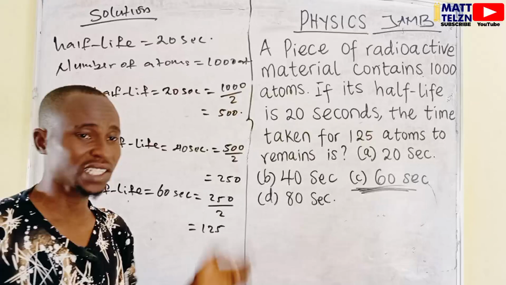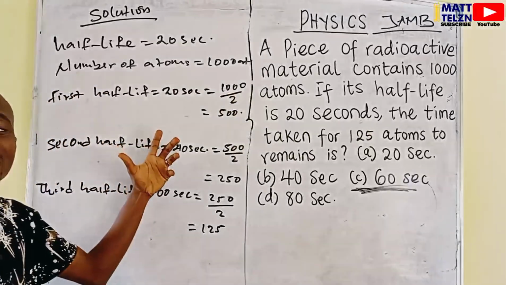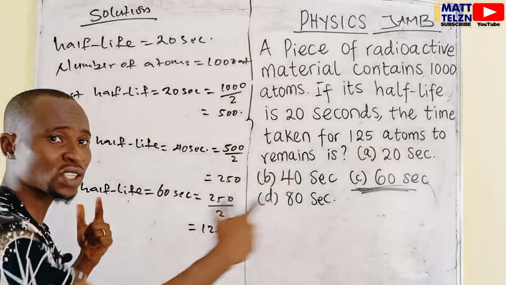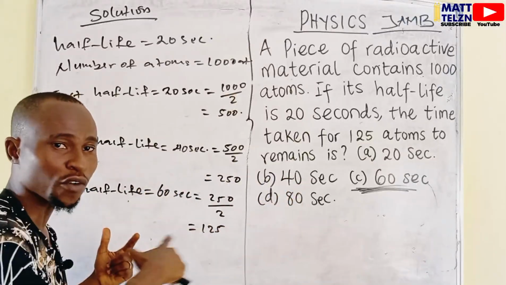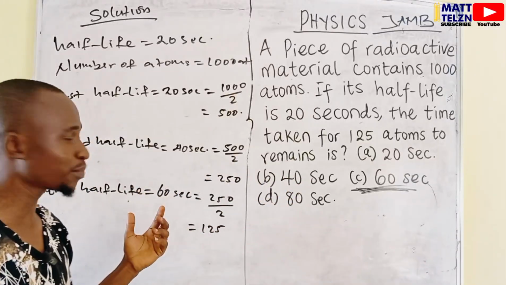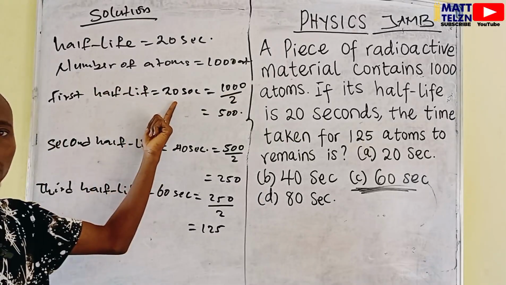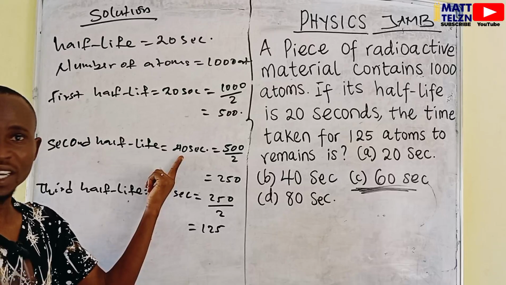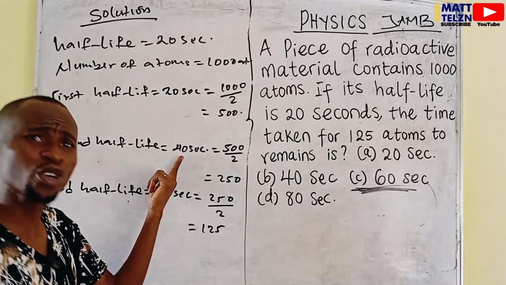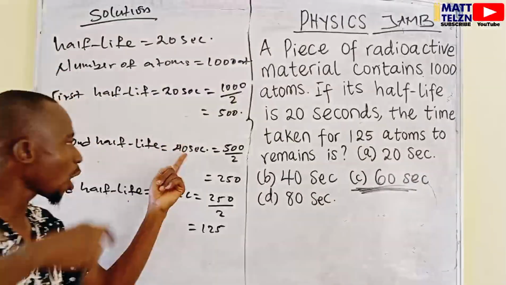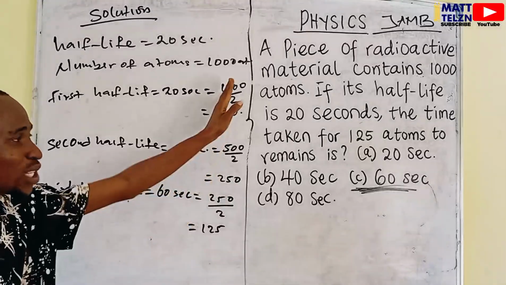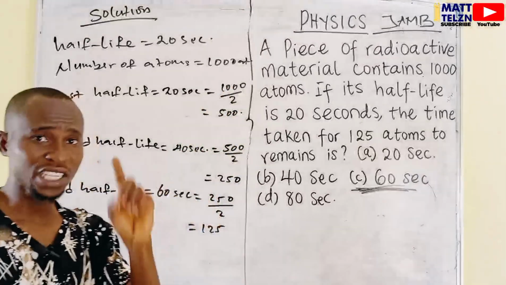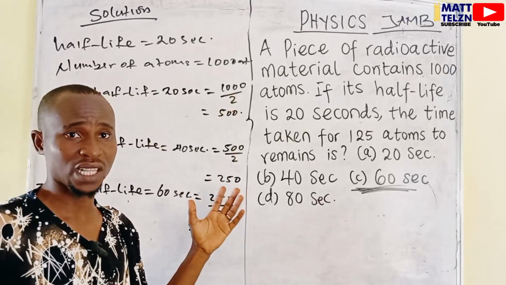The principle here is that as my time is increasing, I keep dividing the number of atoms by 2, that is half of it. That is the principle. I have the first one, 20 seconds. When I add 20 to 20, I have 40. The next one, after another half-life of 20 seconds, I add 20 to it, which gives me 60. What is happening to the number of atoms? Keep dividing by 2. That's the idea of half-life. Is that clear?